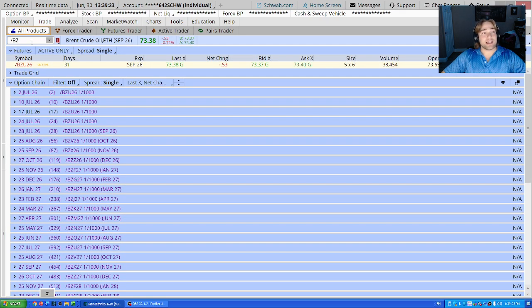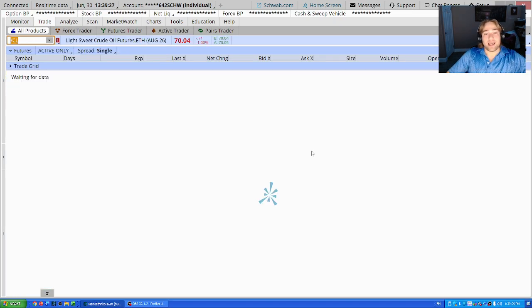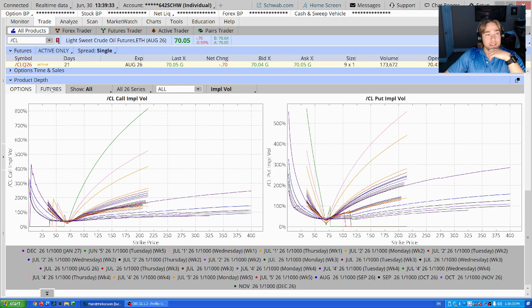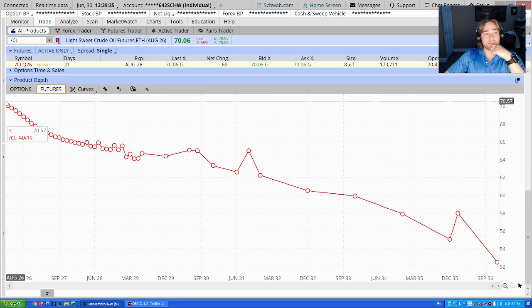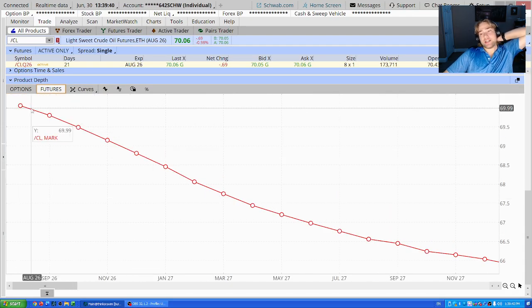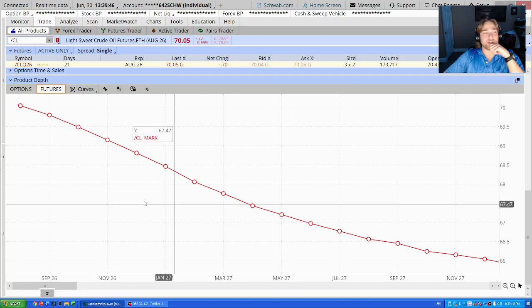The next thing I like to watch is the crude oil curve. What this curve shows you, if we can get to the product depth here, is a crude oil curve, and you can see it goes down over time. There's not any quote unquote natural crude oil curve.